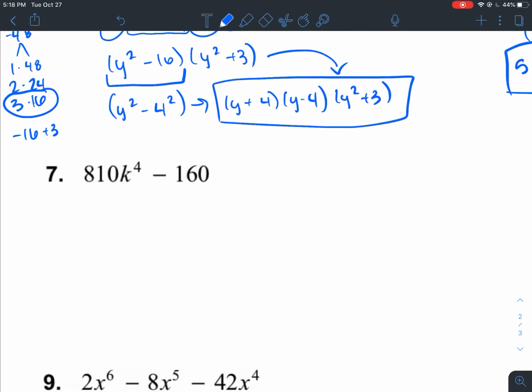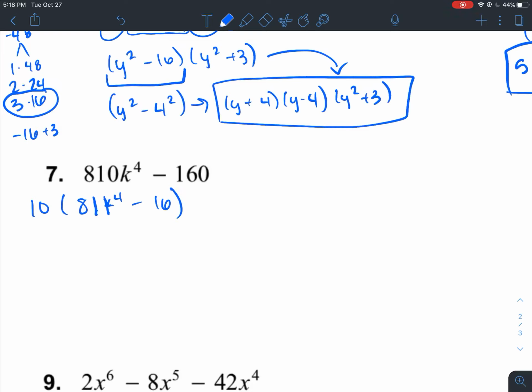Now to number 7, right here. So this one's a little bit tricky to see, but I do know by looking at the coefficients that these two numbers have a 10 in common. They're both divisible by 10. So I'm going to start there. I'm going to take out the 10. So now I have 81k to the 4th power minus 16.